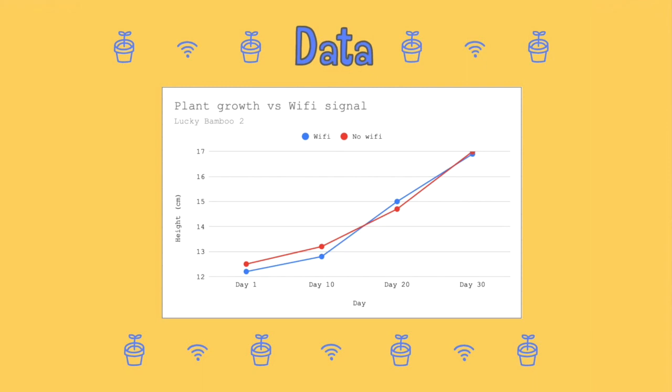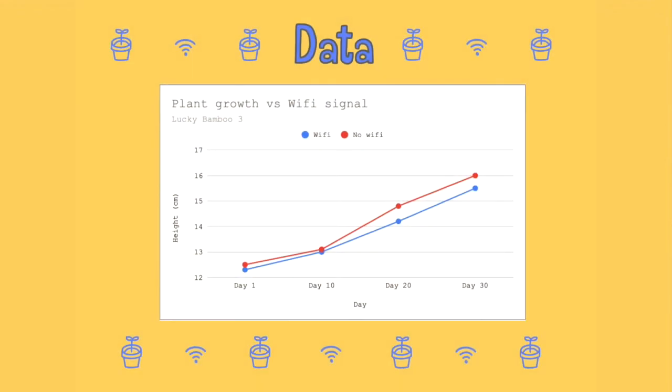And the third pair of lucky bamboo also started off with different heights and ended up with a little difference in their heights, which is not more than 1 centimeter. As the lucky bamboo started off with different heights, the result may not be accurate. But we also did our experiment on other types of plants. So, let us look at the next pair.